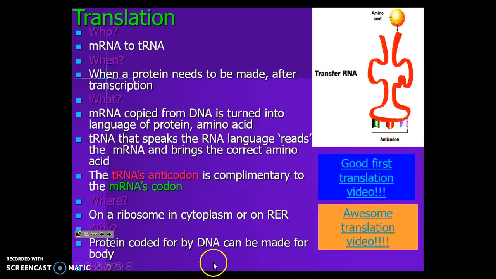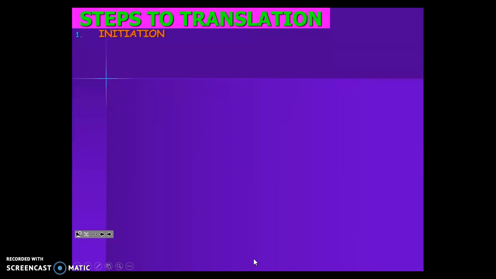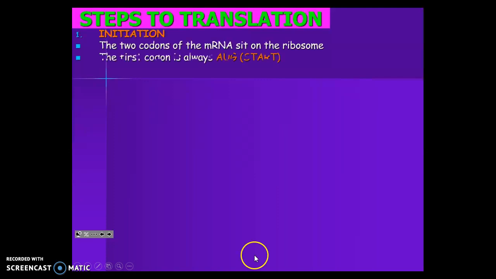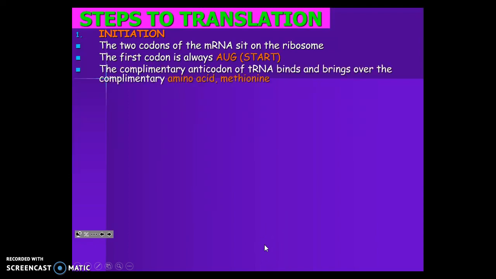Welcome back. I hope that video was a great outline of the process of protein synthesis. So we're going to go through the steps of protein synthesis and translation. The very first portion of this process is called initiation. This is where 2 codons of the mRNA sit on the ribosome, and the first codon will always be AUG. AUG is the start codon, and the complementary anticodon is what the tRNA binds with, bringing over the amino acid. The amino acid will always be methionine. So AUG is the start codon, methionine is the appropriate amino acid that goes along with it, and this is how the process of translation begins.